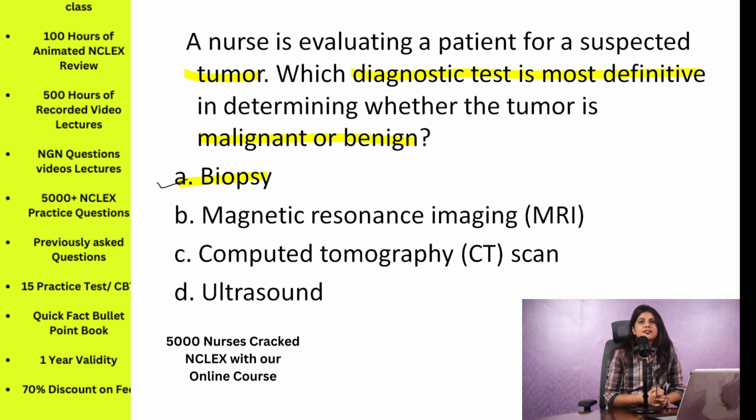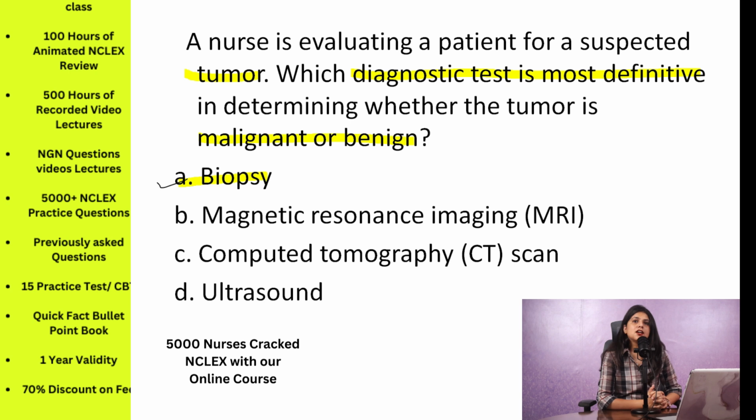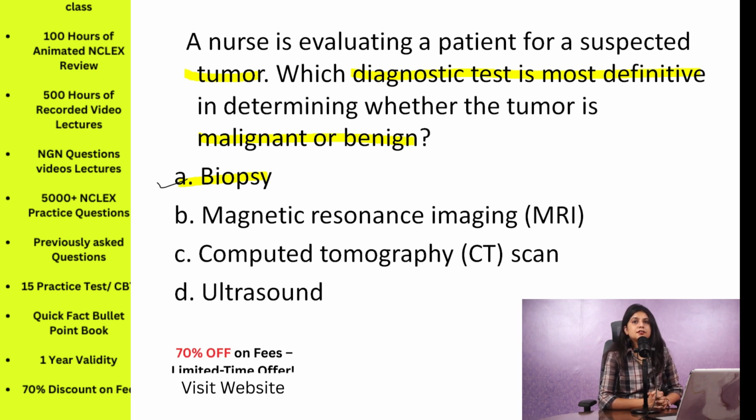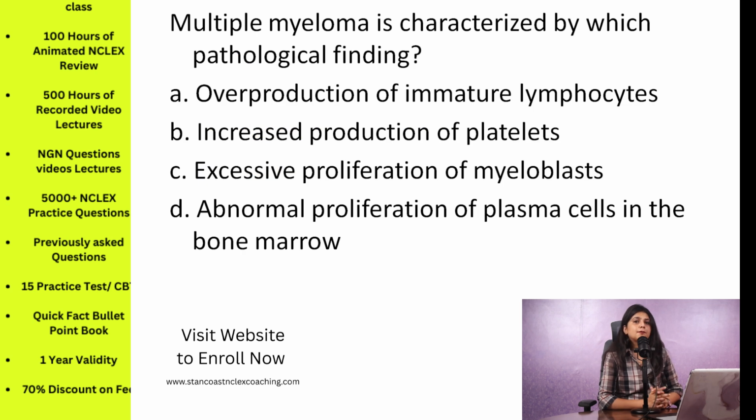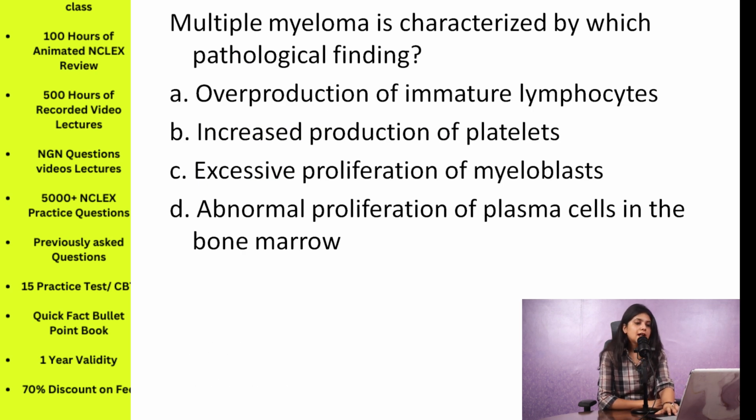Multiple myeloma is characterized by which pathological finding? A. Overproduction of immature lymphocytes. B. Increased production of platelets. C. Excessive proliferation of myeloblasts. D. Abnormal proliferation of plasma cells in the bone marrow.